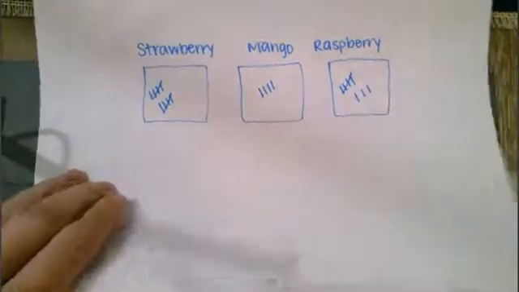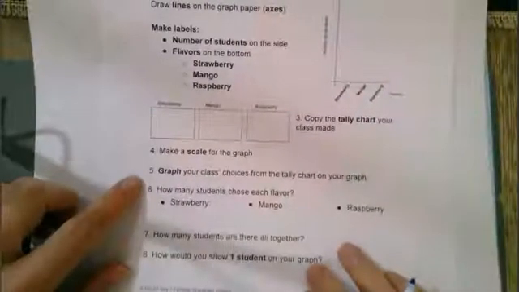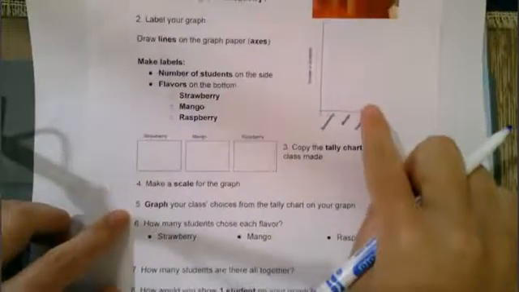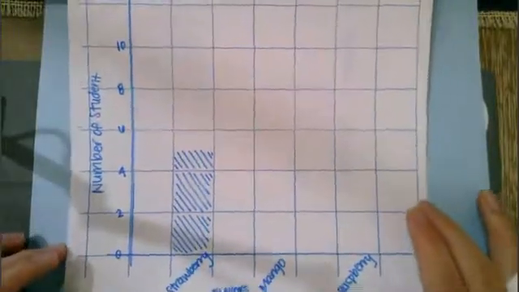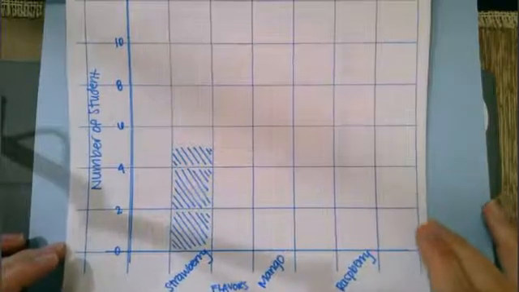Then it says to graph your class choices from the tally chart onto your graph. How many students chose each flavor? How many students are there altogether? How would you show one student on your graph? So remember, these are all things we discussed in the beginning when we created this graph. Now it's your turn to show what you know about creating this bar graph. Good luck.